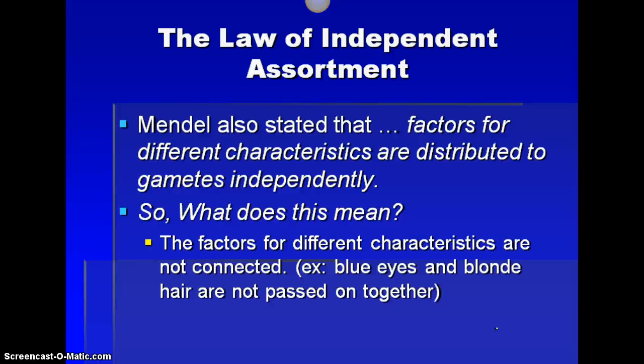Instead, they're all independent of each other, and they can all be passed independently of each other to the egg and sperm cells, which then link up, and you'd get individuals that don't necessarily have traits that have been linked together from their parents.